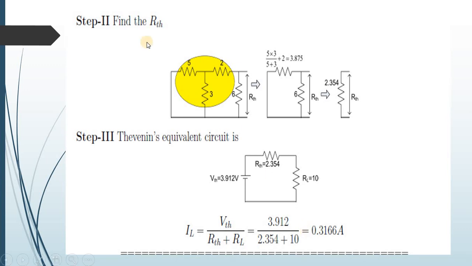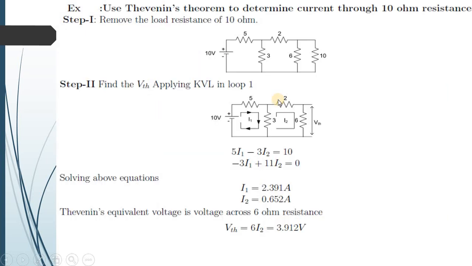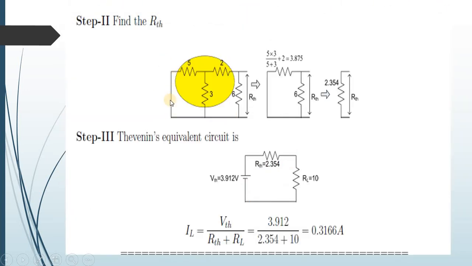Then to find out RTH, we have to replace the source with its internal resistance. So the source here is 10 volt. We have to short circuit this 10 volt. After that, we have to find the equivalent resistance. In that, this 5 and 3 are in parallel, and the combination of this parallel is in series with 2. So you will get 3.875. Now this 3.875 is parallel with 6. So you will get 2.354.